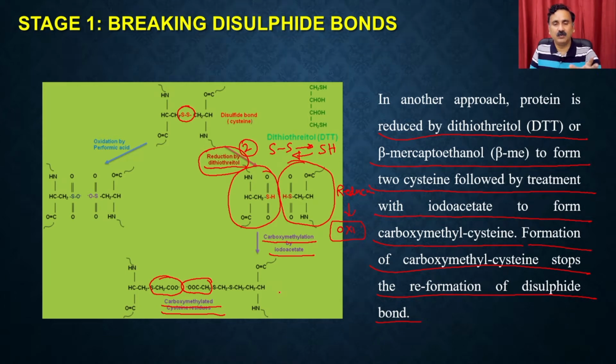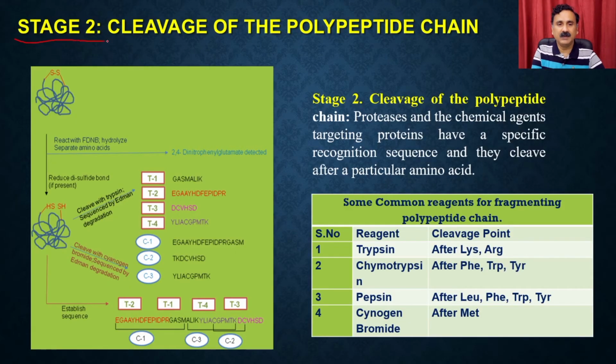In stage 2, you are going to break the big polypeptide chain into multiple fragments. So stage 2 is the cleavage of the polypeptide chain. The proteases and chemical treatments targeting the protein have a specific recognition sequence, and they cleave after a particular amino acid. So this is one.